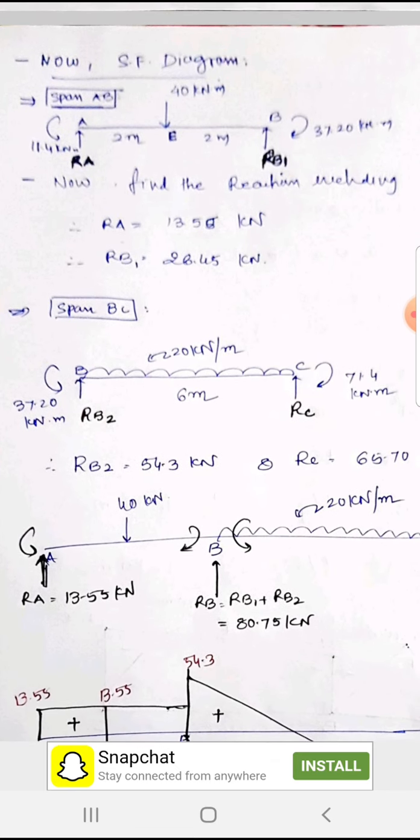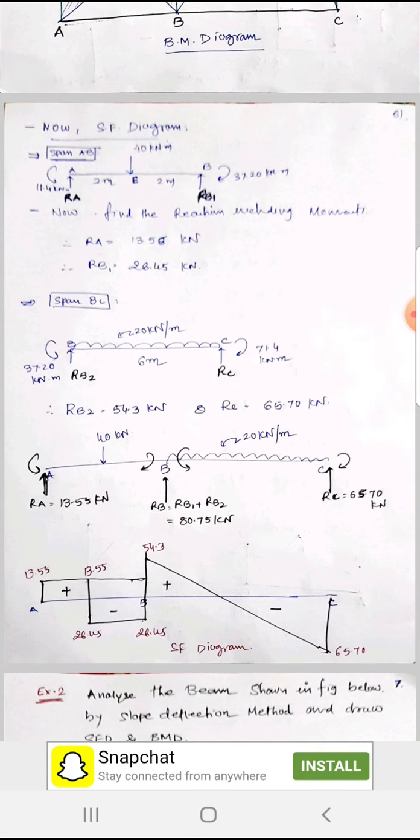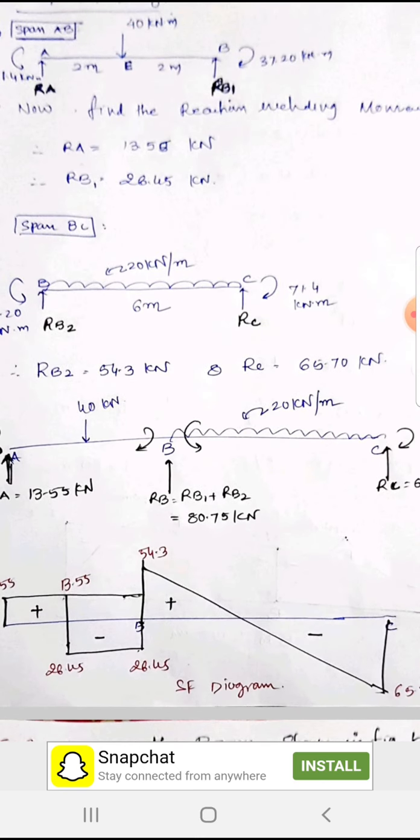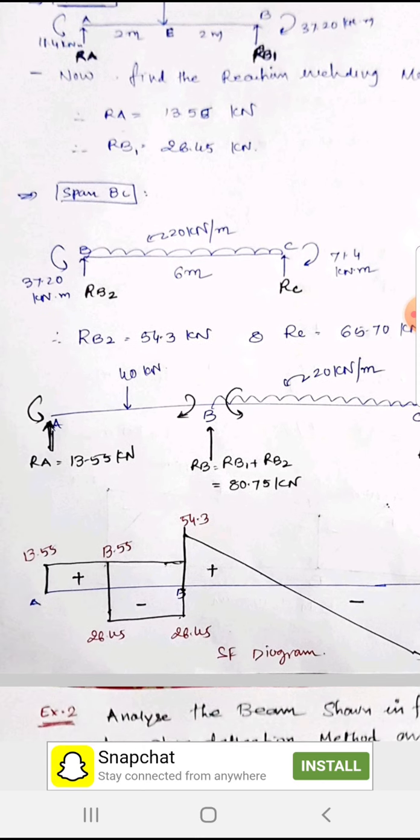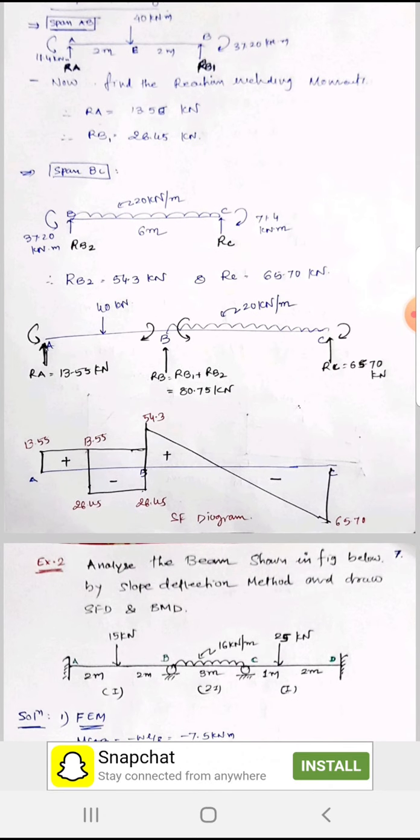In the same way for span BC, again we find the reactions with the help of moments. So we get the reaction at B as 54.3 and the reaction at C as 65.70 kilonewton. Now here we have all the reactions clearly indicated.